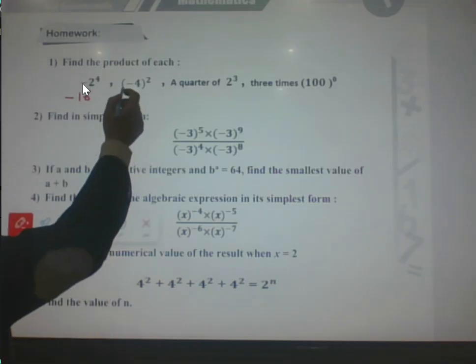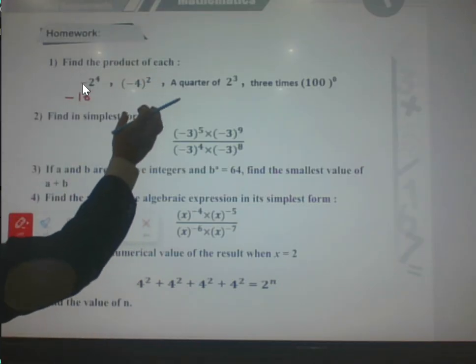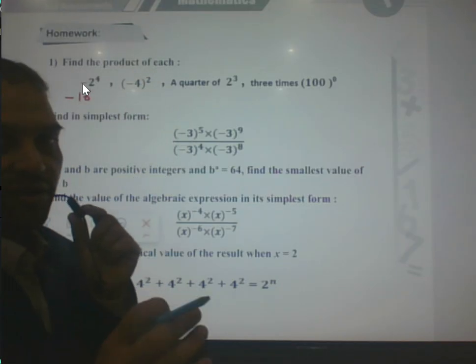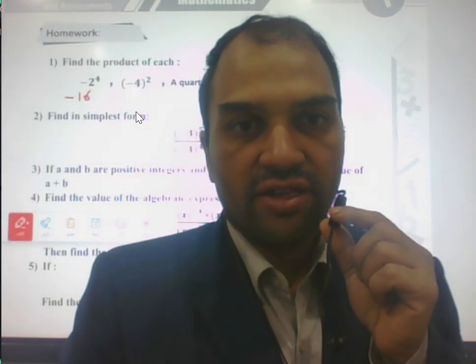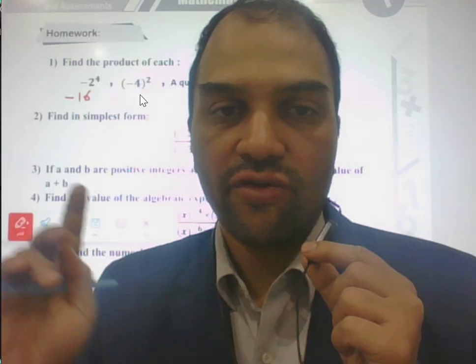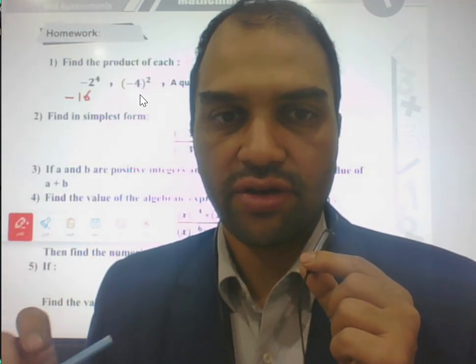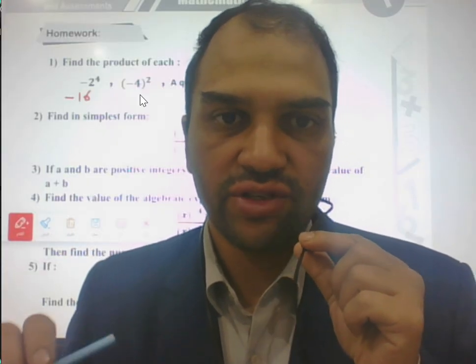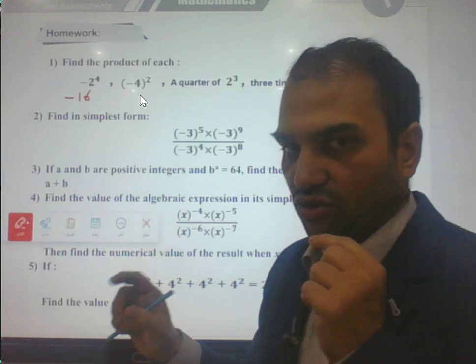And next question here, negative 4 power 2, it means negative 4 times negative 4. Negative times negative equals positive. Then negative 4 power 2, the result will be positive 16. If we have an even power, you can convert from negative to positive, okay? Then the result will be positive 16 here.